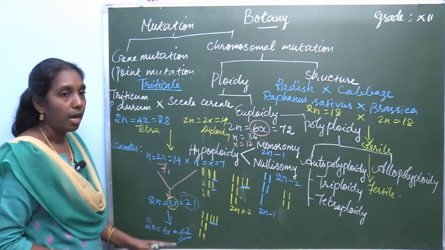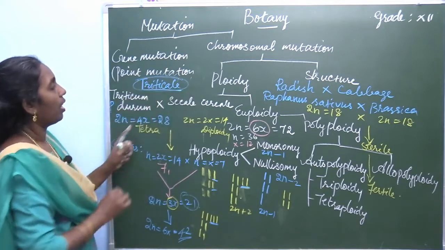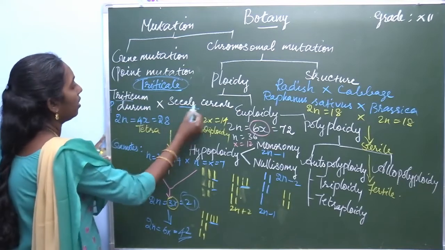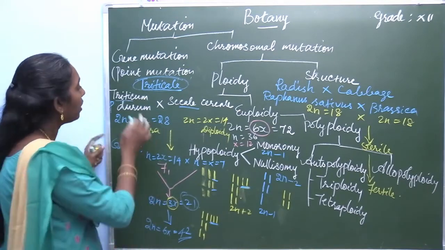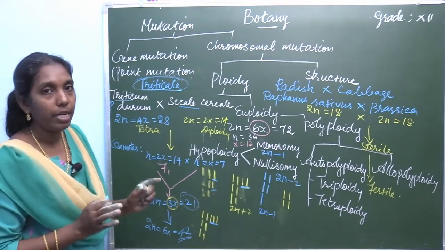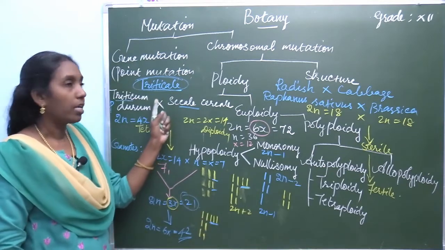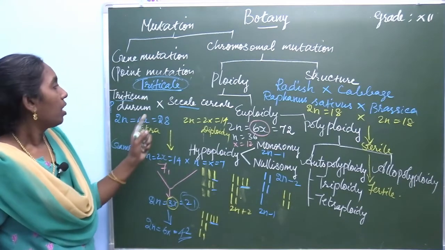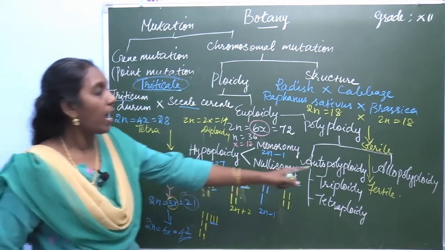So here it obtains the name triticale. By doubling the chromosome number, it produces triticale. This is the first man-made cereal. Which is the first man-made cereal? Triticale. One word question: triticale is the first man-made cereal. So this is very important. For a 5 mark question, this can be asked.